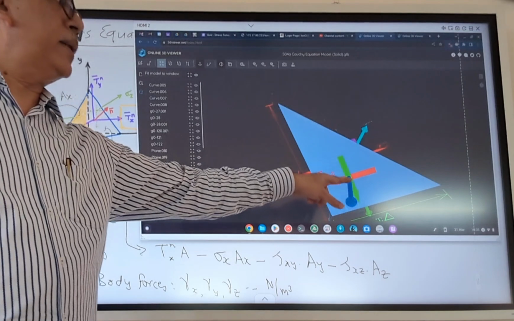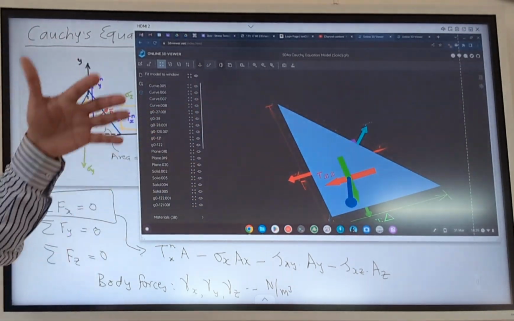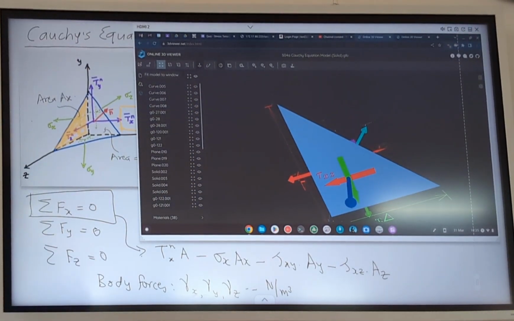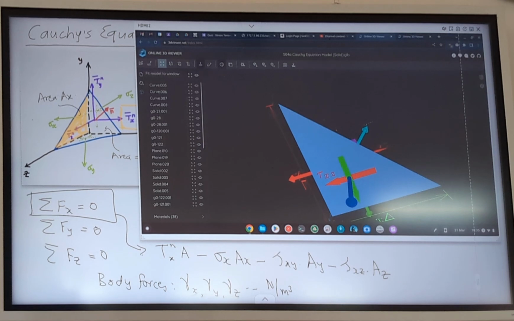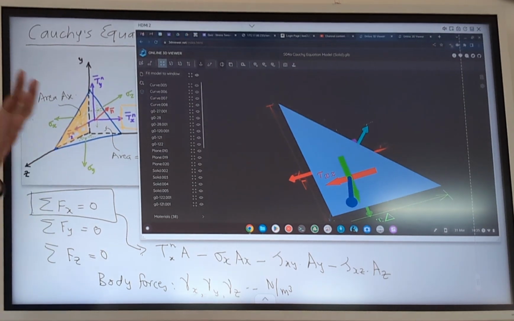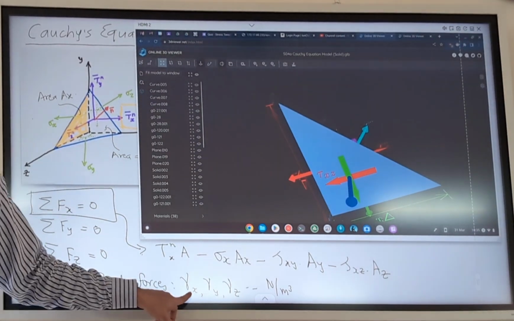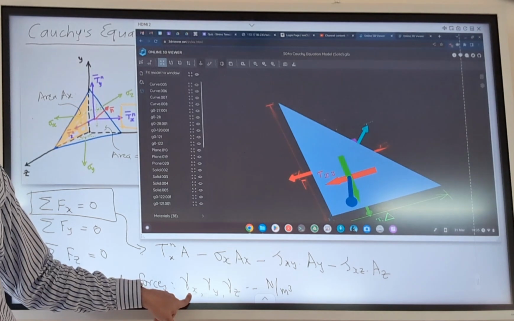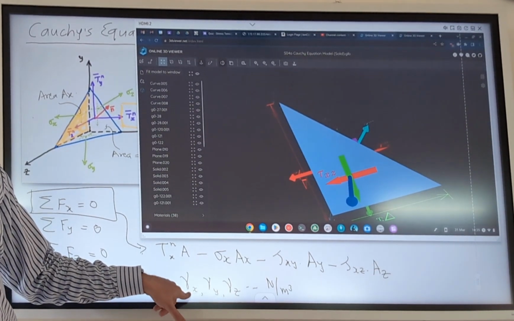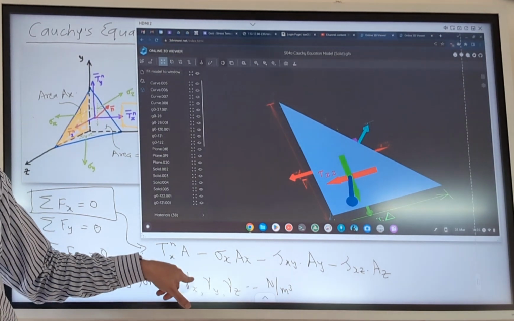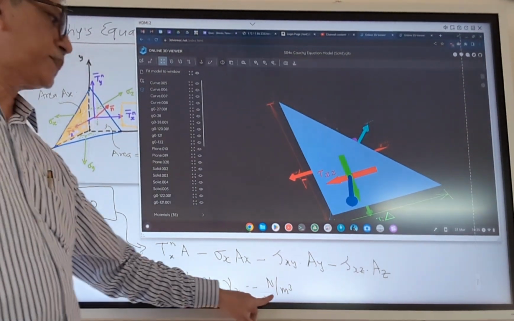Now suppose this particular body has some acceleration in the x direction, y direction and z direction. Because of that acceleration, you will get mass into acceleration, what you learned in engineering mechanics as a D'Alembert force, which converts the accelerating body into a static problem. So these are nothing but mass into acceleration, or density into acceleration. That is what this particular component gives you.